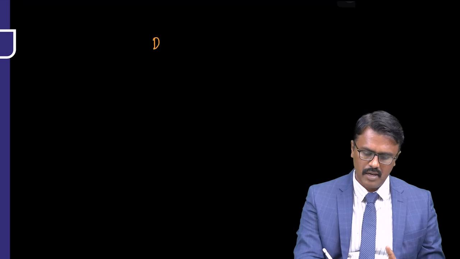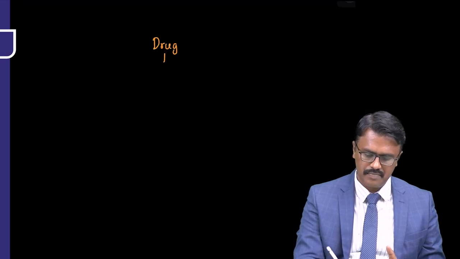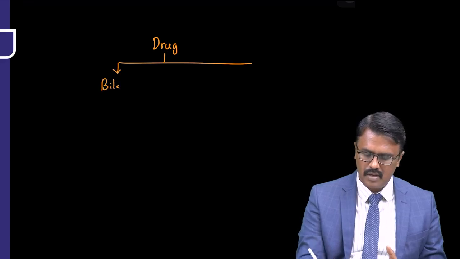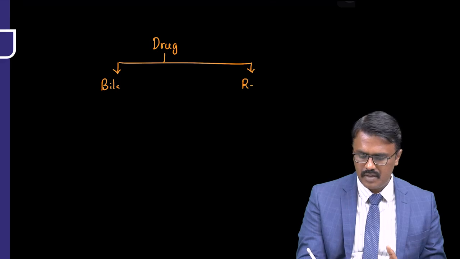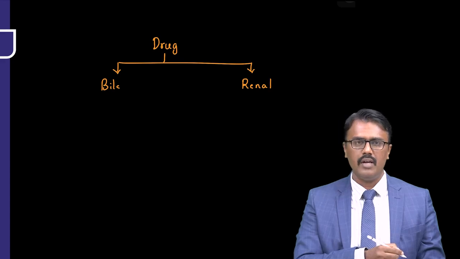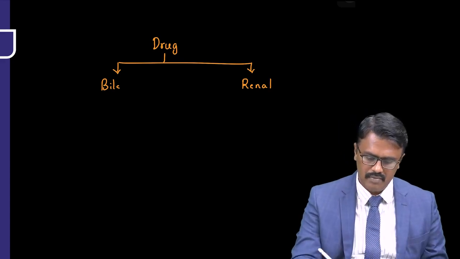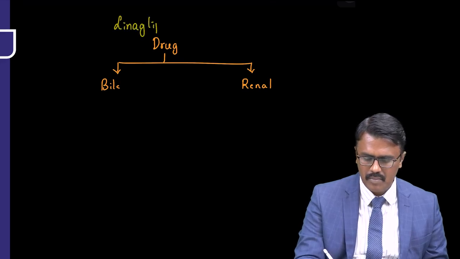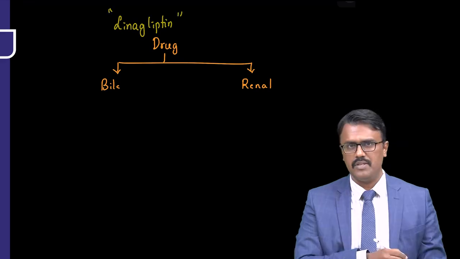Now one more application which they keep on asking you in the exam. Let me tell you, the drug can go out in two ways. Either by bile, that is liver, or by kidney, renal. Suppose I will take an example of a drug by the name linagliptin. Linagliptin is a drug used in diabetes.